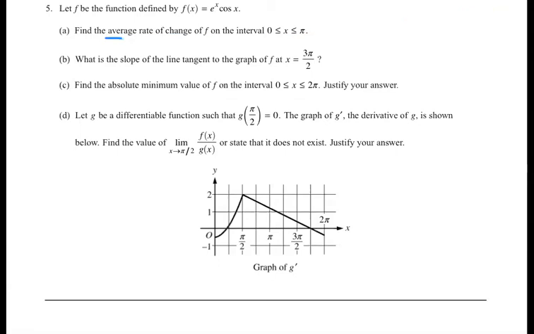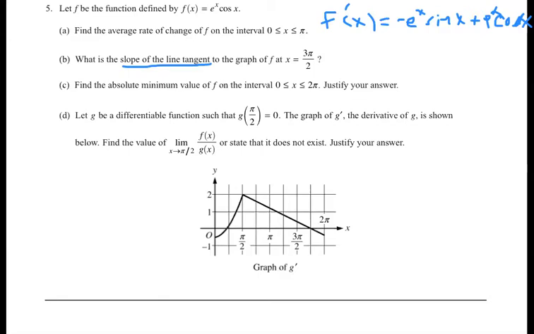Part B, what is the slope of the tangent line? The slope of the tangent line means we have to get the derivative of f. So we've got to do product rule. f prime of x is going to be the first term times the derivative of the second term, which is negative sine, so I'm going to stick the negative there, plus the second term, which is cosine, times the derivative of the first term, which is e to the x. So there's my derivative.